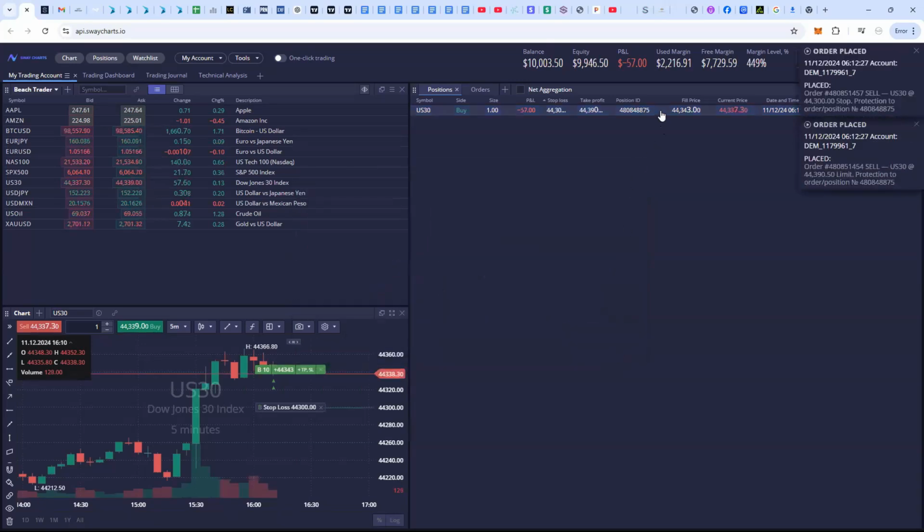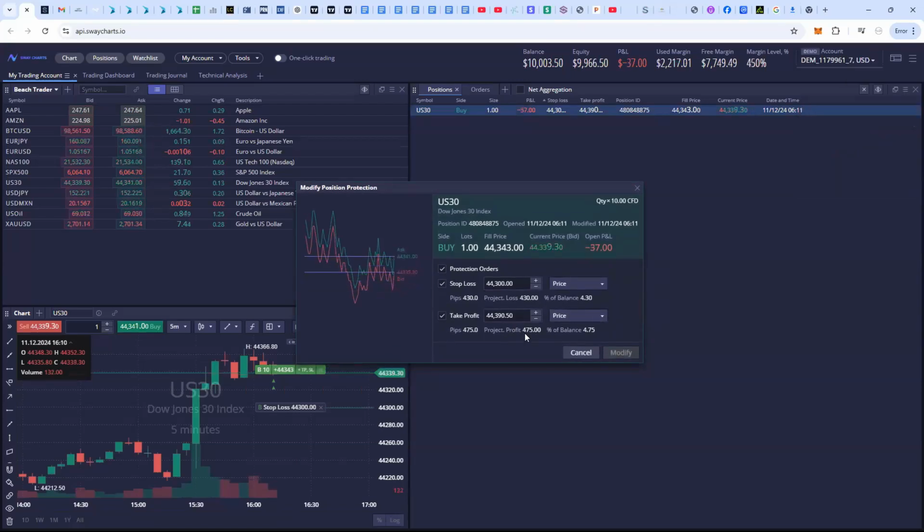Okay, when you hit modify, it sets it up. So now we have the take profit. If it goes up to $475, we'll win it. If it goes down to $430, we're going to lose. And so now it's at what? It's at negative $37. We see that right here.